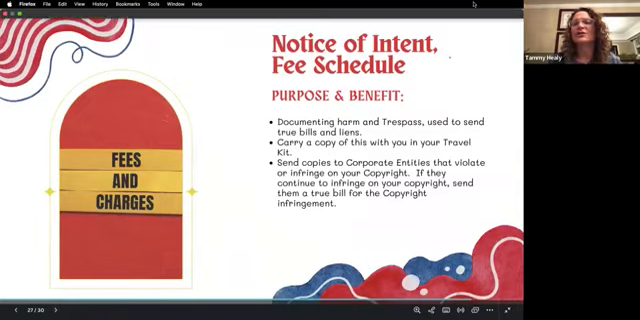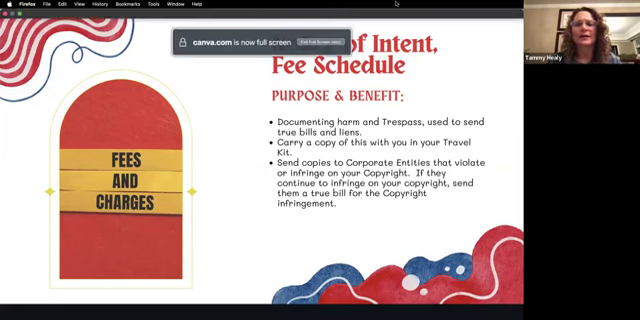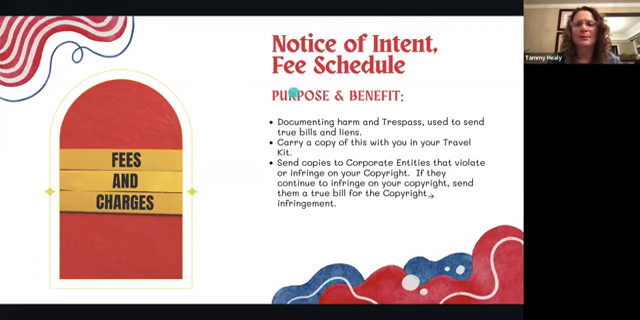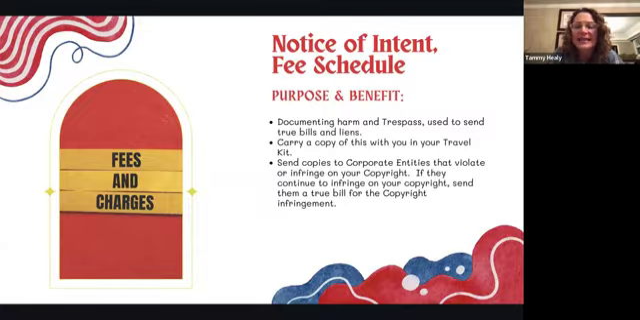All right, I'm going to get into our fee schedule here. Purpose and benefit: documenting harm and trespass, used to send true bills and liens. Carry a copy of this with you in your travel kit. Send copies to corporate entities that violate or infringe on your copyright. If they continue to infringe on your copyright, send them a true bill for the copyright infringement.